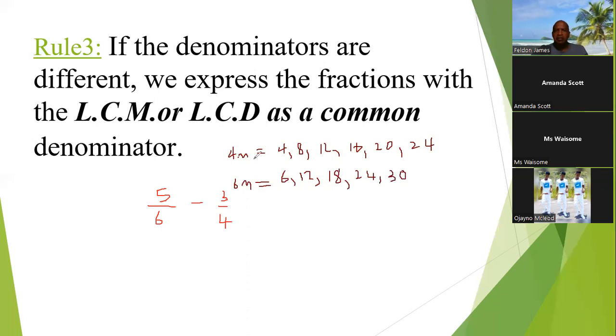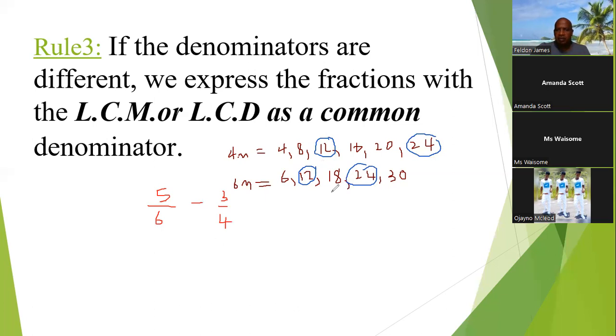All right, so these are multiples of 4 and these are multiples of 6. And we want to find the lowest common multiple, right? Now, if we look in terms of the multiples that are common, we see that 12 is common in the multiples of 6 and 4. And we also saw where 24 is common in the multiples of 6 and 4. But the one which is lowest would be the 12. So our LCM is 12.